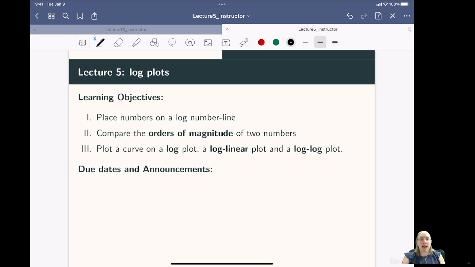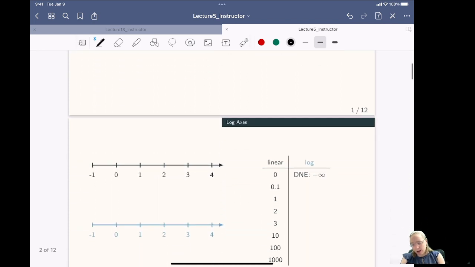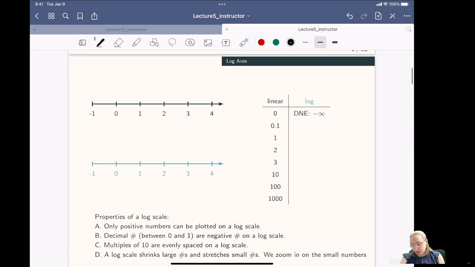Hello and welcome to mini lecture number 5 on log plots, which are going to use the log functions that you learned about in the previous lecture to more efficiently plot curves. So this is one of the most complicated topics in this section of the course, so make sure you spend the time that you need with this lecture. If you need to revisit this video or do extra practice on these problems, make sure that you take the time to do that.